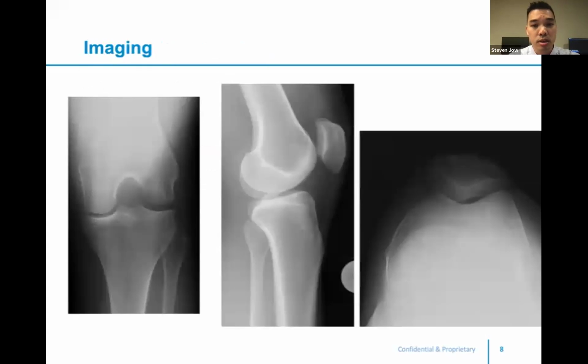So the X-ray we took of our patient demonstrated narrowing of the medial compartment, but no joint space narrowing or osteophytes seen in the lateral compartment.